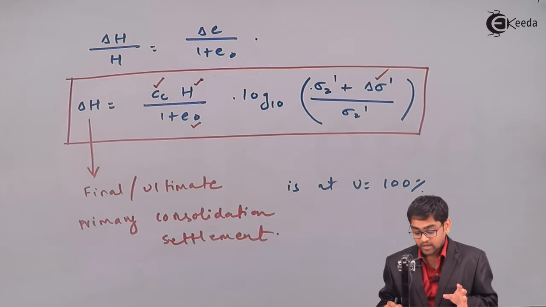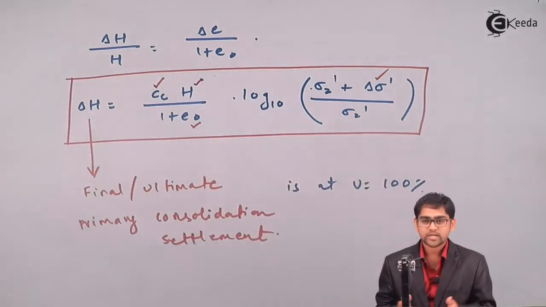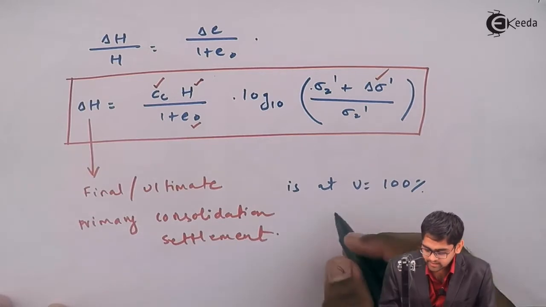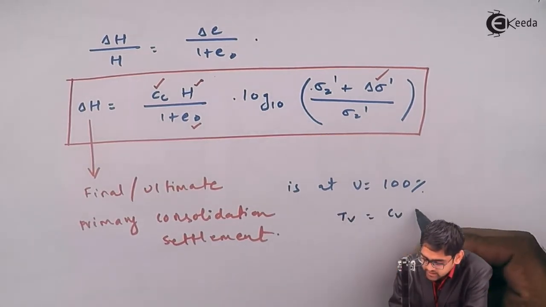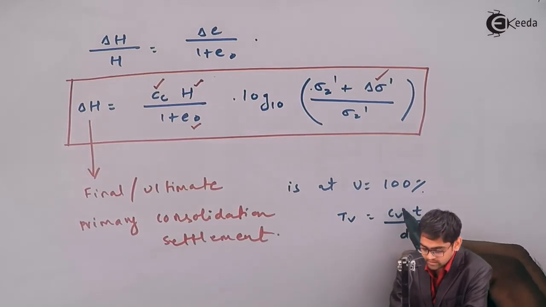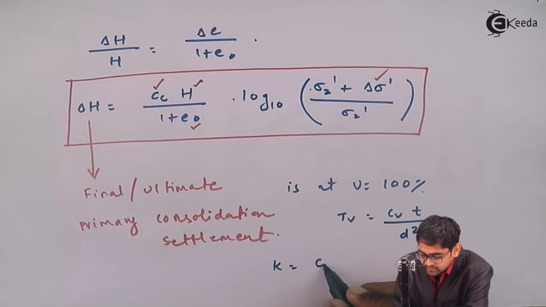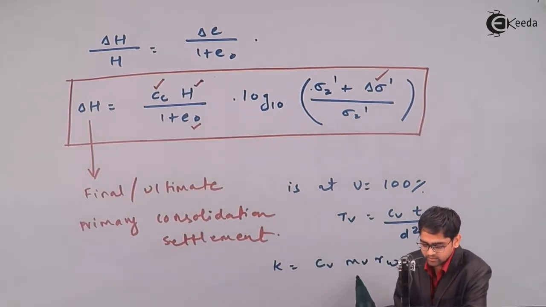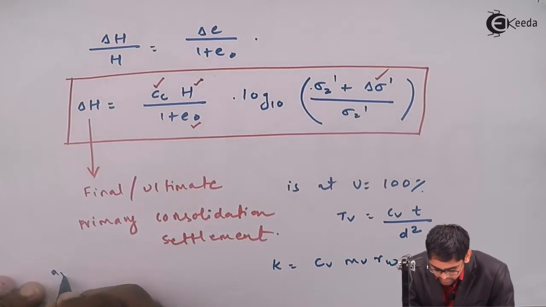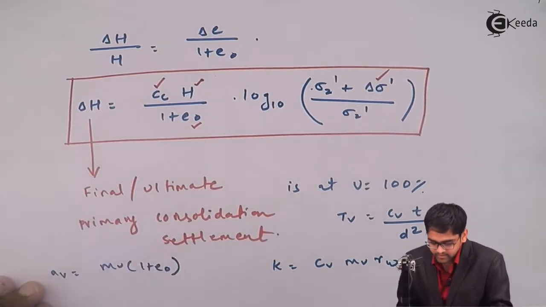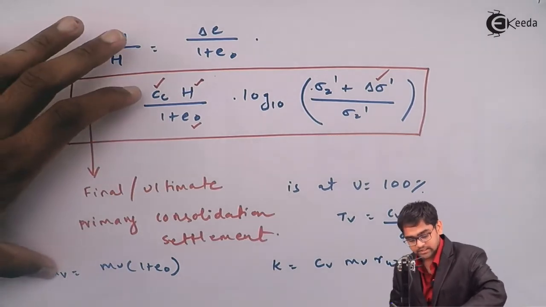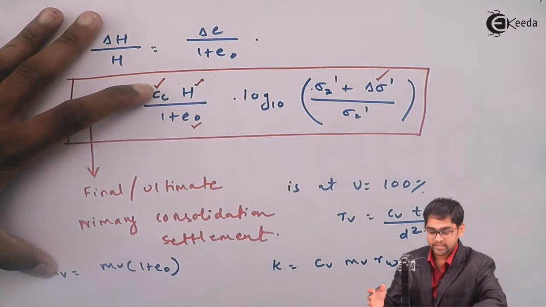But now you can ask me, where is the time in this equation? So time is not reflected. But remember, time and the degree of consolidation U are related by Tv equal to Cv t by d square. So here there is a time factor, and here it's the mv, Cv value, and Cv is again related to the mv parameter like this: k equal to Cv mv gamma w, and this mv is related to av. So av equal to mv into 1 plus e naught, and av is obviously directly or indirectly related to the compression index. So that's how everything is linked, right?